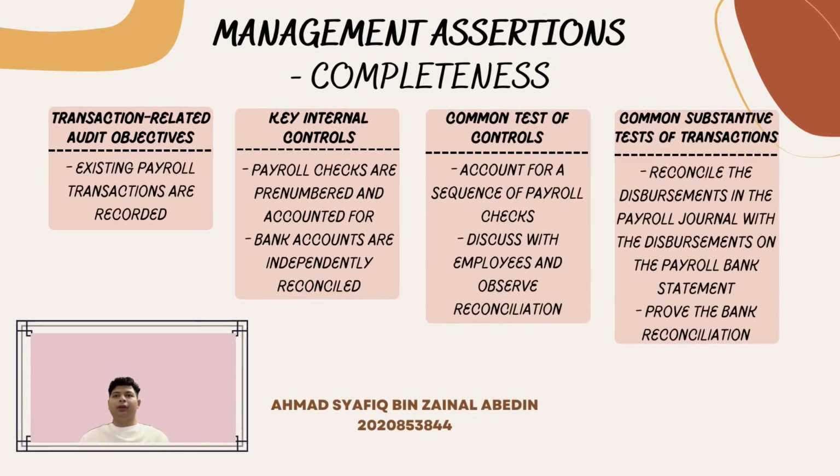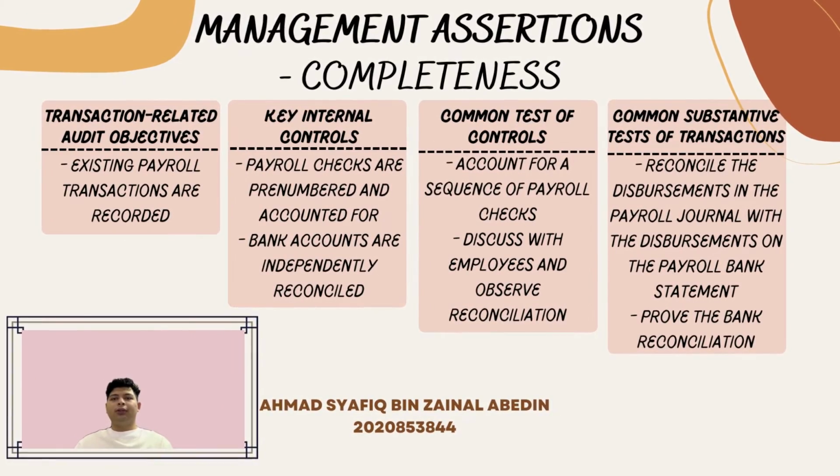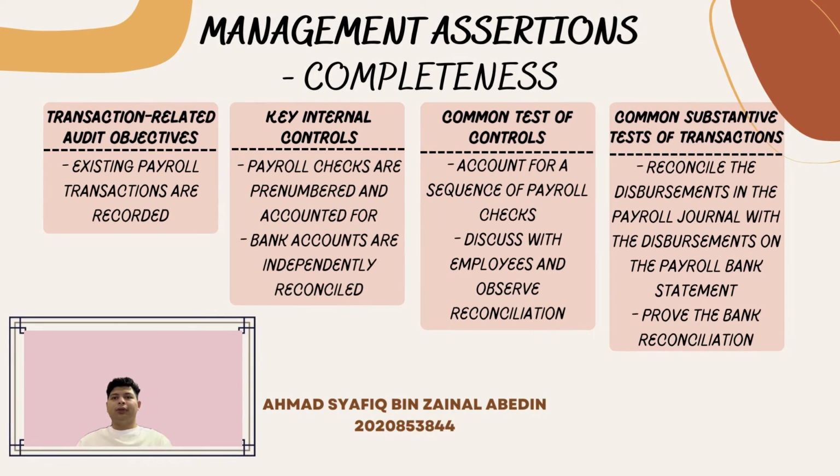The next management assertion is completeness. The transaction-related audit objective is that existing payroll transactions are recorded. For key internal controls, firstly, payroll checks are pre-numbered and accounted for. Second, bank accounts are independently reconciled. For common tests of controls, account for a sequence of payroll checks, discuss with employees, and observe reconciliation.